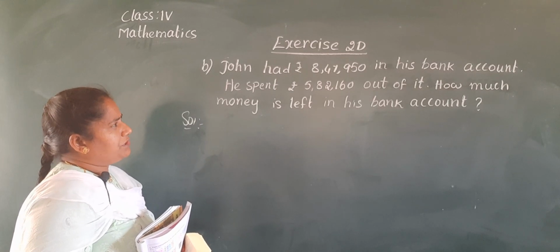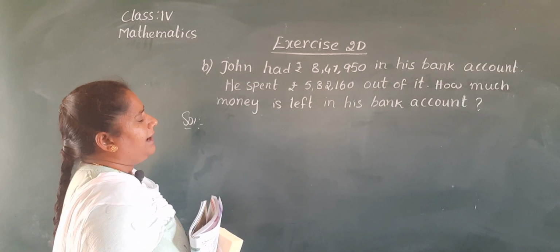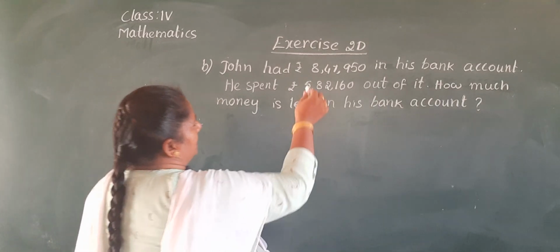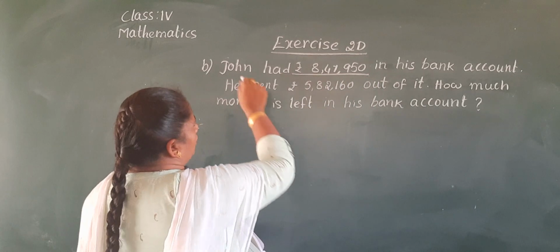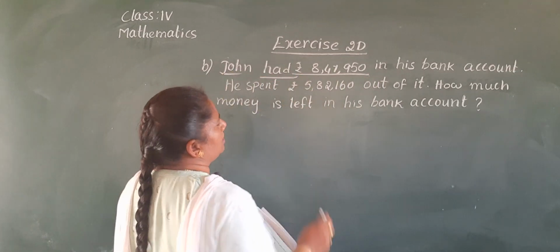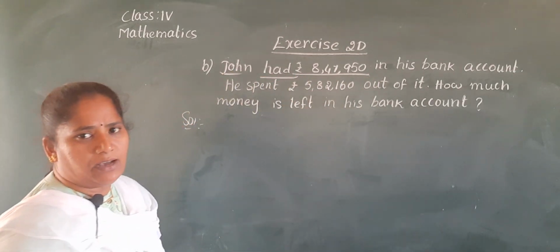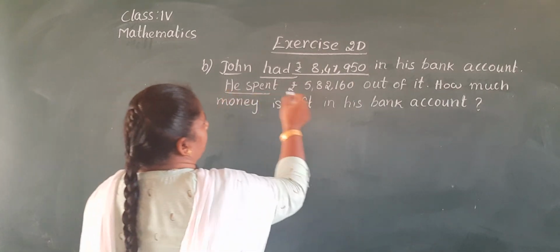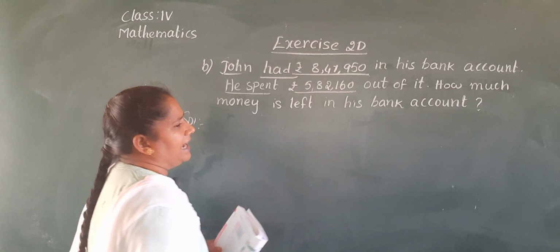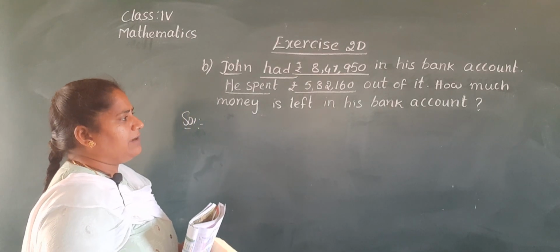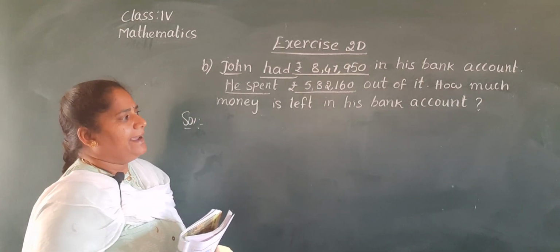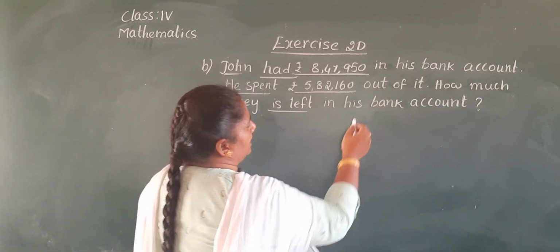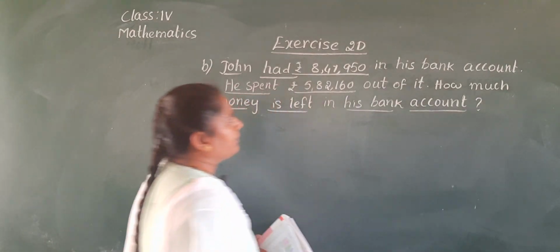Now you read the question, Nana. John had 8,47,950 rupees in his bank account. Amount of money John had, how much? 8,47,950 rupees. He spent, how much money spent? 5,82,160 rupees he spent. Then how much money is left in his bank account?